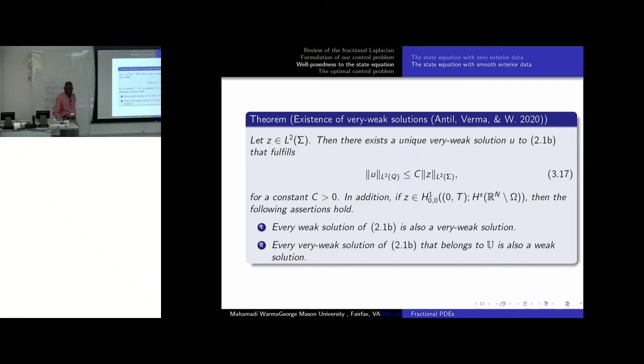Emory University. Then, if we have z in L2, we can always prove that there exists a very weak solution u that satisfies this continuous dependence condition, that the norm of u in L2 is less than a constant times the norm of z in L2 of sigma. And also, if z is nice, we can prove that every weak solution is also a very weak solution.